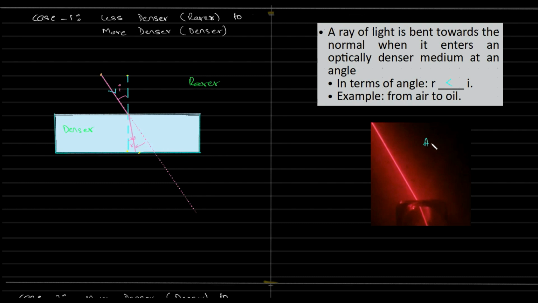The best example which we have seen practically at the start is a beam of light moving from air into oil. Oil is optically denser than air. So clearly we can see over here a ray which was supposed to go this way. It bent towards the normal. The normal is supposed to be over here. You can clearly see it's bending towards the normal. It's not that dramatic. It's not bent a lot, but yes, it's bending towards the normal. So this is the first case.